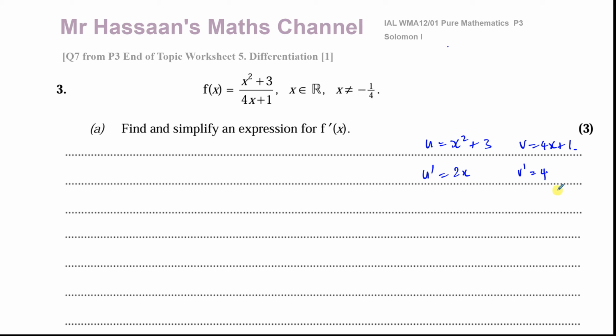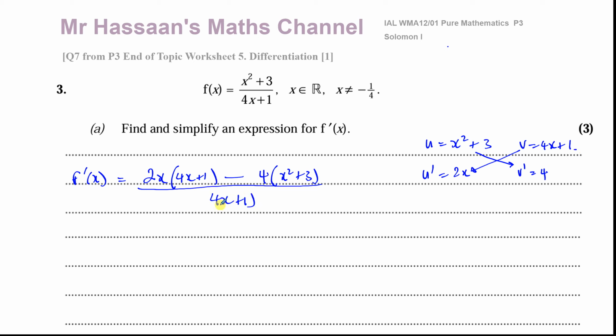Now when we use the quotient rule, we multiply v by u dash. So f dash of x is equal to 2x times 4x plus 1. And then you take away the product of v dash times u, so x squared plus 3 times 4, so 4 times x squared plus 3. Don't forget there's a minus between them. And then you divide by v squared, which is 4x plus 1 all squared. You must always start from the v: v times u dash, this diagonal, minus u times v dash.